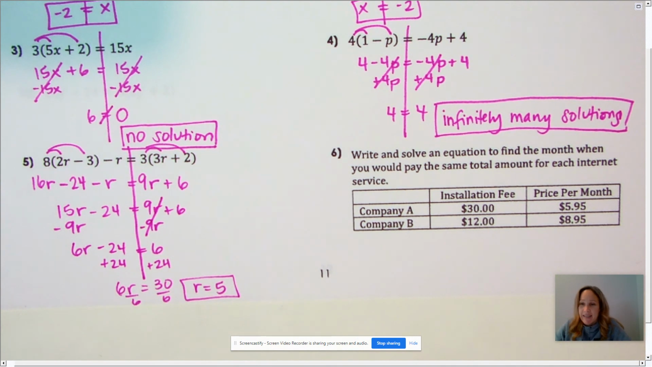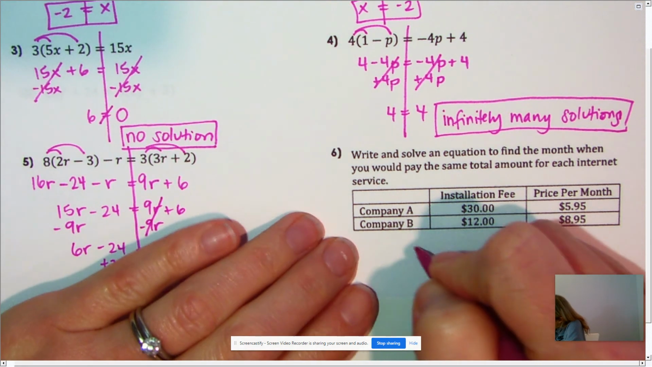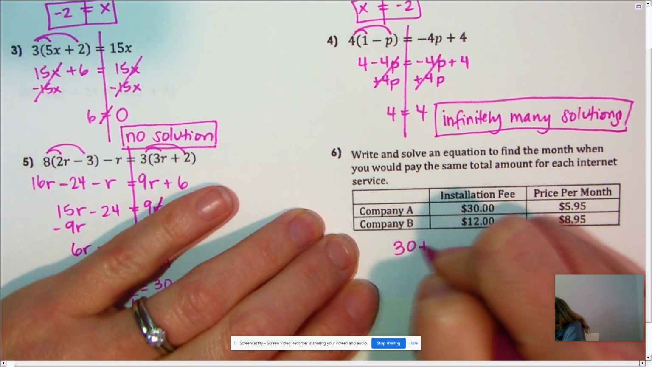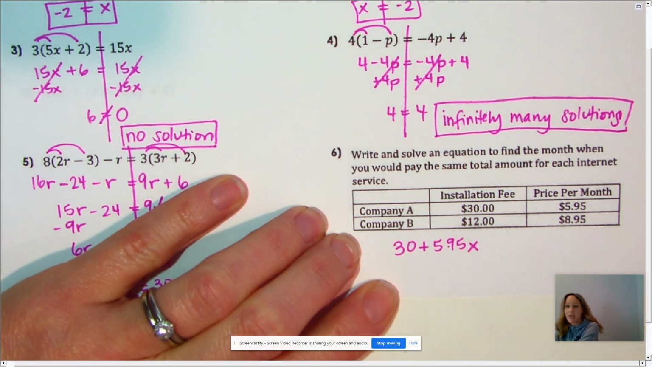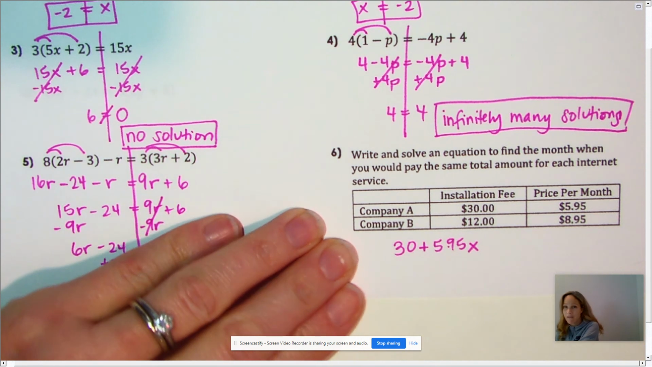All right, just kidding. Number 6, write and solve an equation to find the month when you would pay the same total amount for each internet service. Okay, well, company A is $30 plus you're going to pay $5.95 every single month. X is going to be however many months we have.